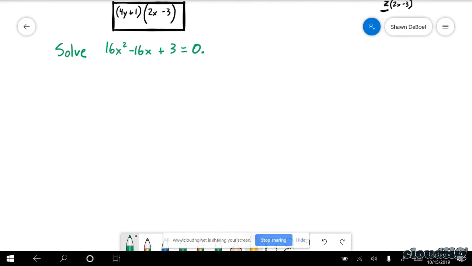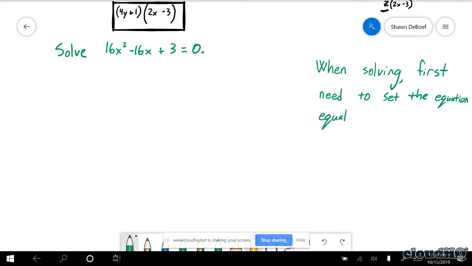Now I want to first point out, when solving by factoring and many other strategies, and it's already done for us in this problem, but you first need to set the equation equal to 0. There's a reason for that, and we'll come back to why that's true, but very important first step. I don't need to worry about it in this problem because everything's already on one side, it's set equal to 0. And now I'm asking us to solve by factoring.